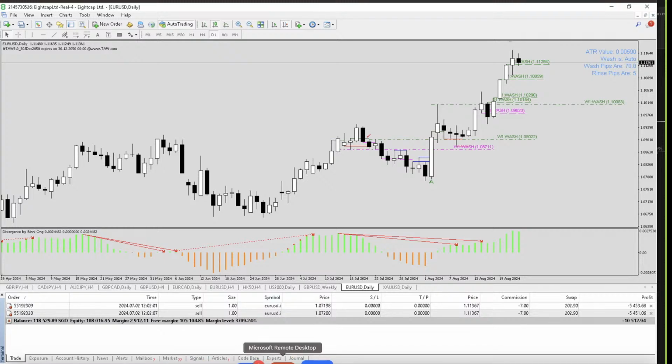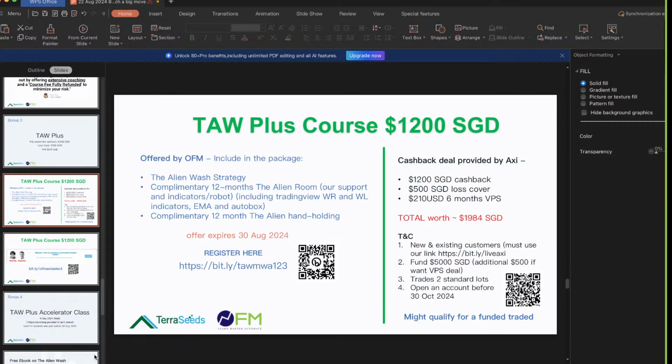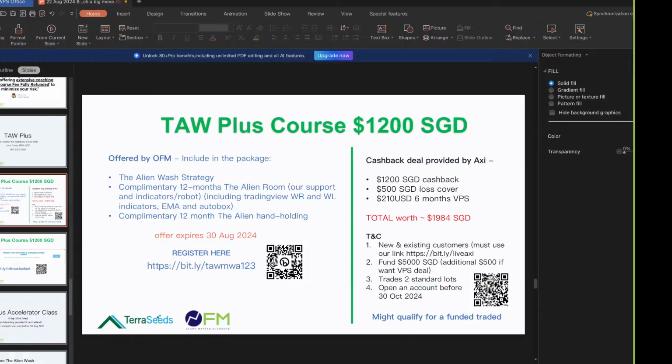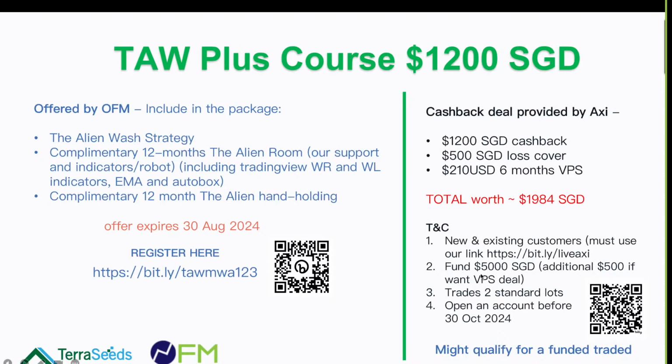Okay, and I also want to say one last thing. If you want to abuse the system by withdrawing your funded amount immediately after you receive the cost reimbursement, please don't take the deal. Okay, you want to be serious in this trading, and hence I am providing the cashback for you.